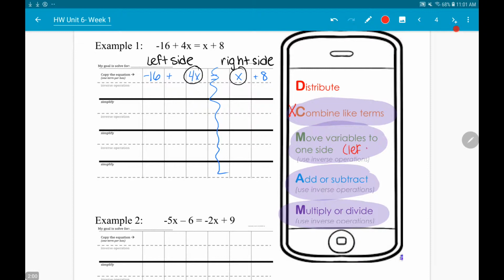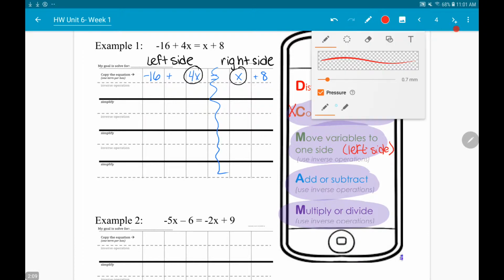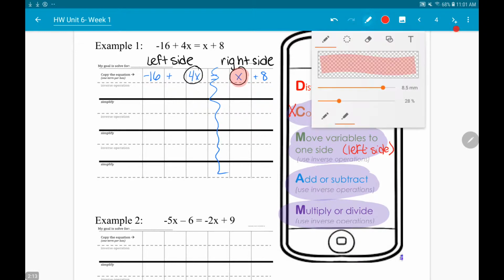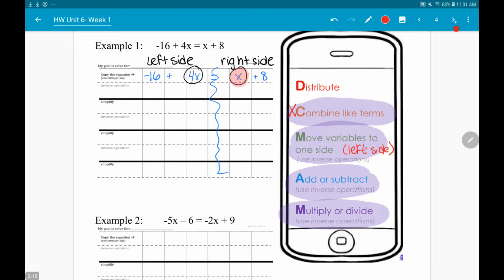I like to keep my variables always on the left side. That means any variable that I see on the right side, for example this x on the right side, I'm going to move. Now remember, this is also a 1x. So step one in this case is going to be to move x. I'm going to move that 1x, and I'm going to put that on both sides.